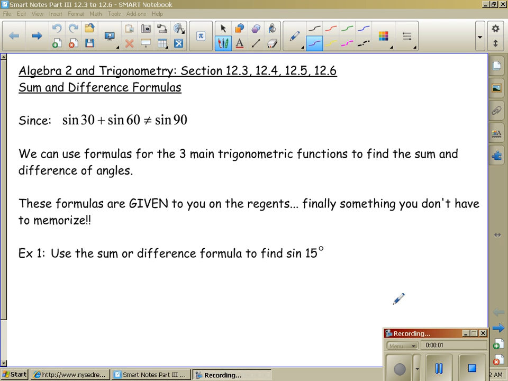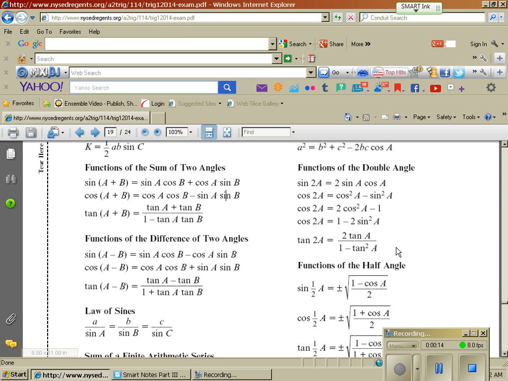The next section to cover is 12.3, 4, 5, and 6. It's going to use all those formulas on that reference sheet, so you want to keep your reference sheet out. We're going to use it frequently. And the nice part is at least you don't have to memorize these formulas. So again, here's your reference sheet.